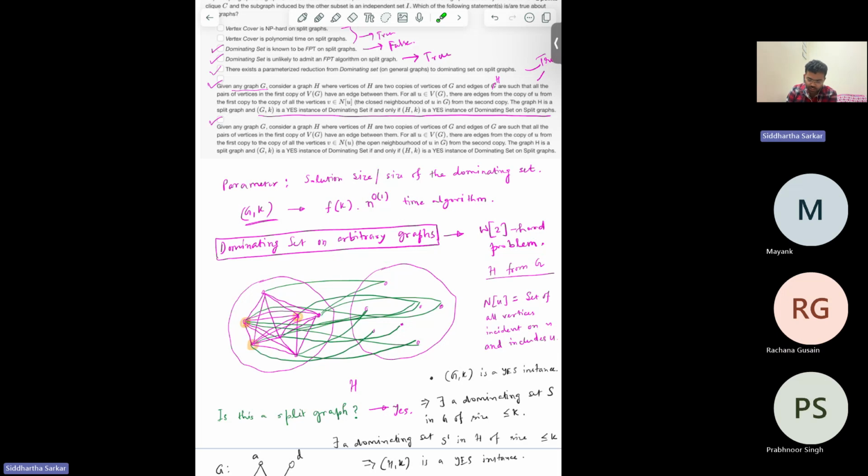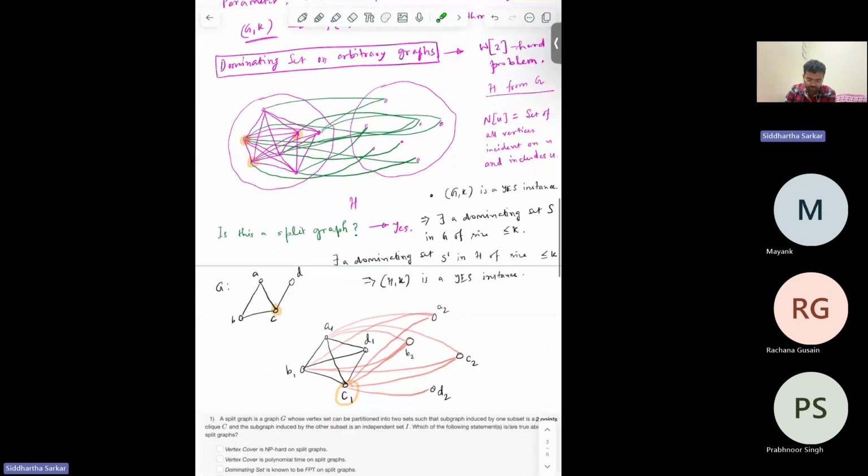And now they can show that if (G, k) is a yes instance of dominating set, that is, if in the original graph there is a k-sized dominating set, then they can construct a corresponding k-sized dominating set in H also. So how do they do that?